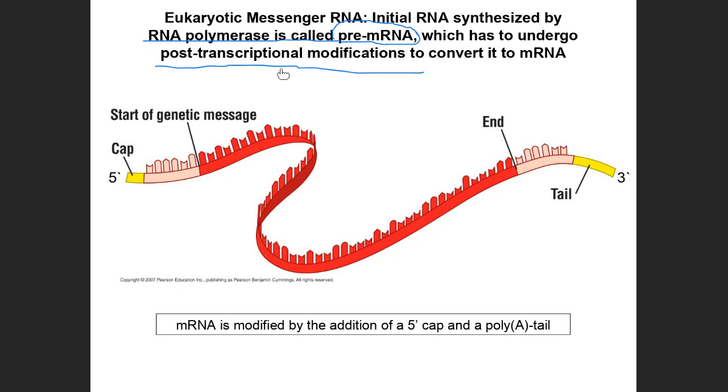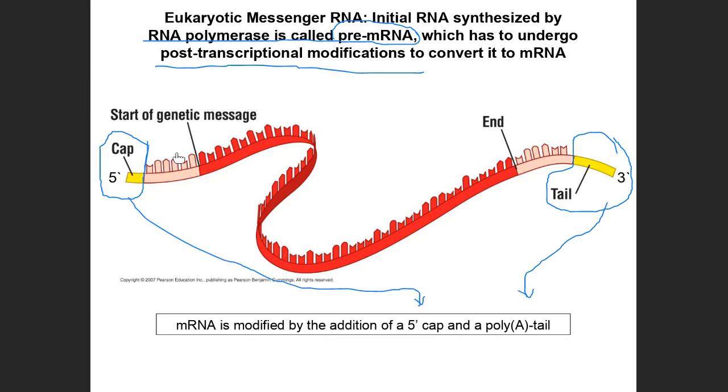The modifications simply are the addition of a 5' cap, highlighted in yellow, and the addition of a 3' poly A tail, which are added to the mRNA molecule. Notice they don't show any teeth coming off here, they're just not trying to make it stand out. So this is only for eukaryotes. The initial RNA that is synthesized by RNA polymerase is called pre-mRNA. It has to be post-transcriptionally modified.